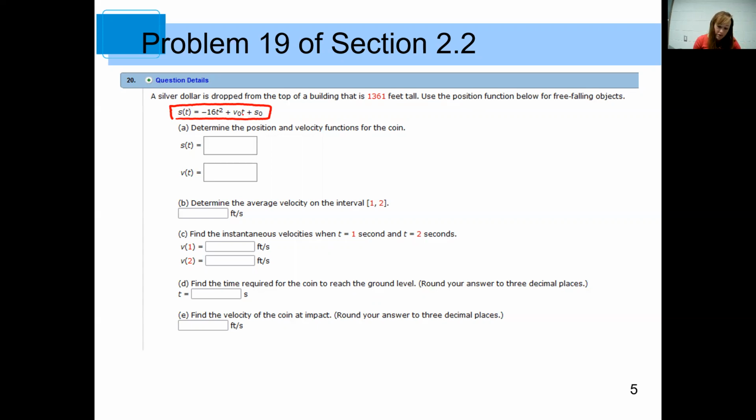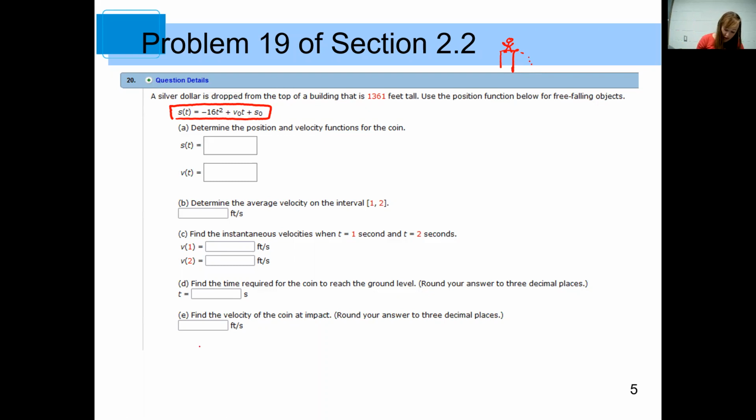And for part A, we're asked to determine the position and velocity functions for the coin. So in this situation, we have a building and a coin that, we can assume, is just dropped from the top of the building. So its initial velocity, you can think of it as its initial speed, is zero. It's not moving before it's dropped. And its initial height is just going to be equal to the height of the building. Those are some assumptions that they expect us to make. You could imagine that the person isn't dropping it from right at the top of the building, but they're just hanging over the edge dropping it.